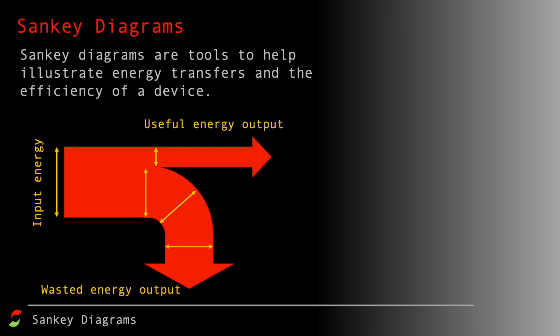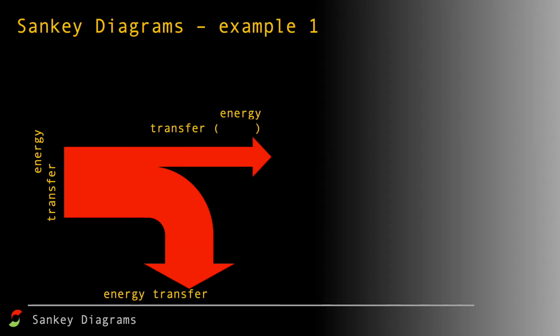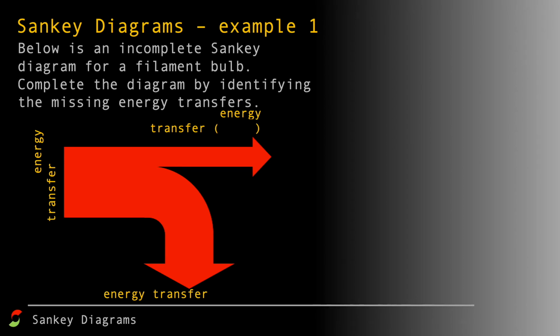So let's start off with an example. And here we've got our basic setup for our first Sankey diagram. It's an incomplete Sankey diagram for a filament bulb, and what we're going to do is complete it by identifying the missing energy transfers. So for this bulb, what we've got to firstly look at is what the input energy is going to be, and that's going to be electrical energy. So electrical energy is going into the bulb.